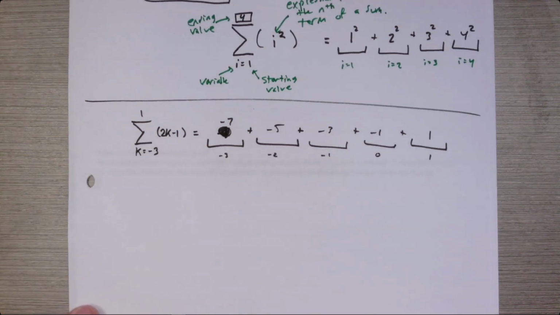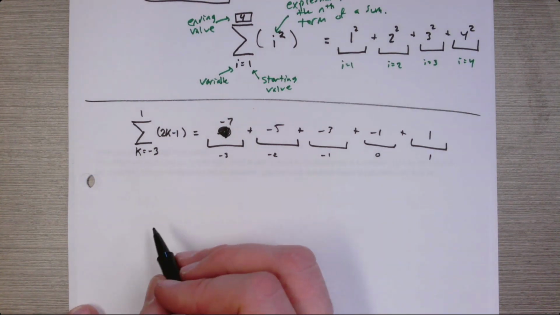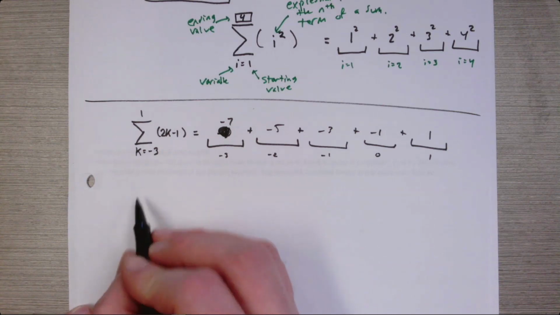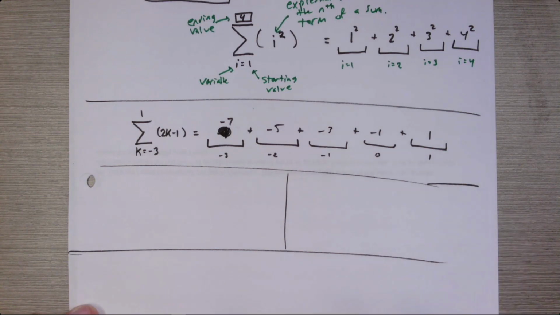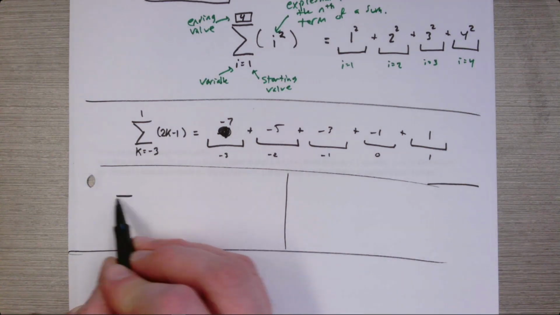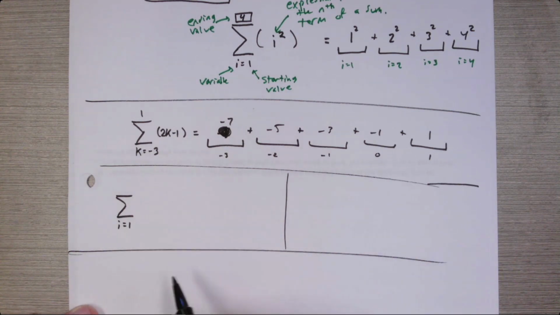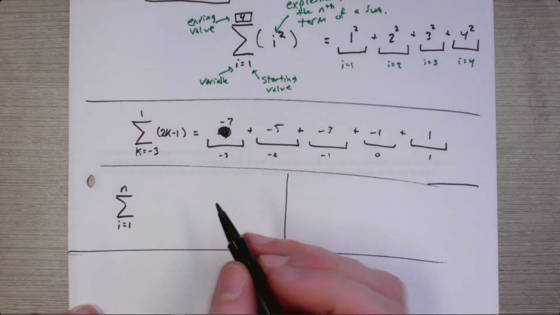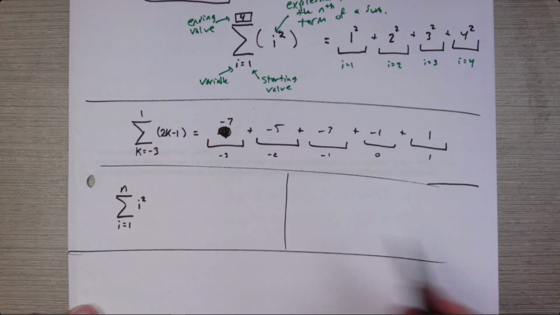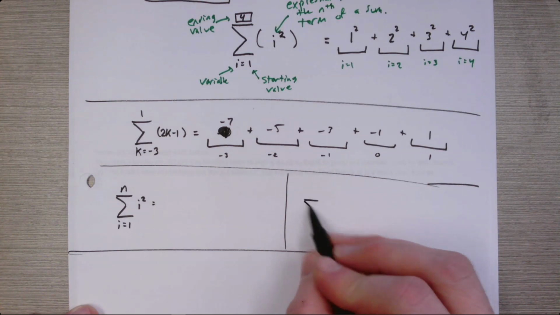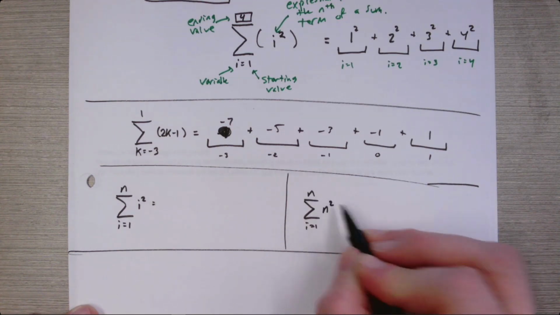Let's do another one. Sometimes you might have a variable on top. Let's compare and contrast two examples. Go ahead and make a little side-by-side thing like this. So sigma, let's go back to I because I like I. Let's say I goes from 1 up to n, and we're going to do I squared, versus sigma I equals 1 to n squared.